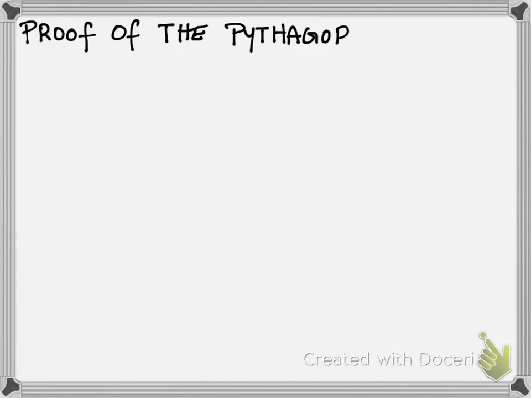So we're going to take a look at how to prove the Pythagorean theorem. The proof of the Pythagorean theorem goes like this. First you need to construct two identical squares.